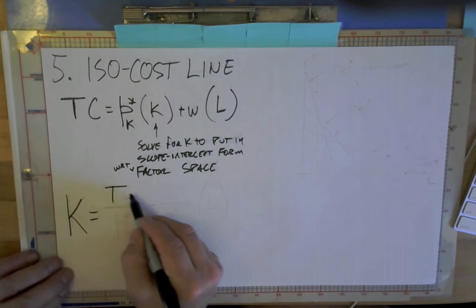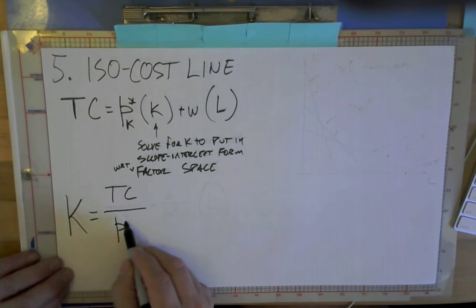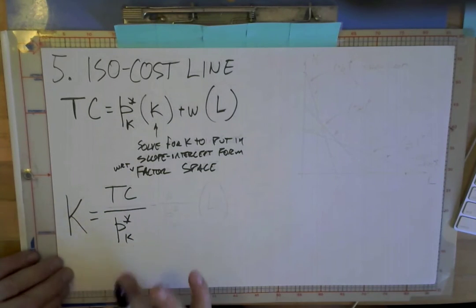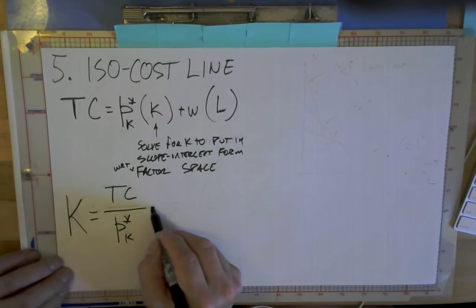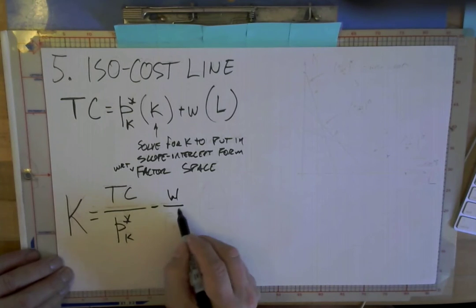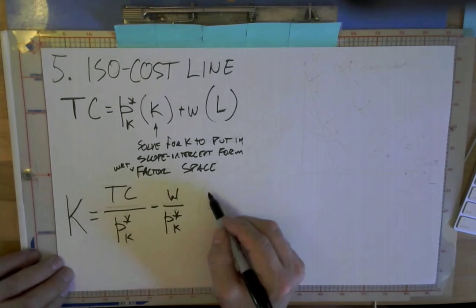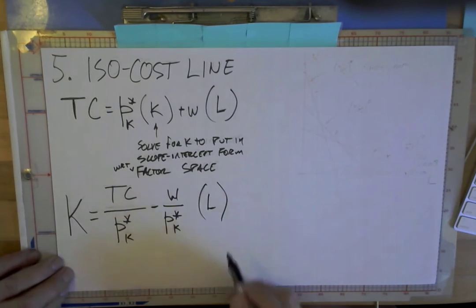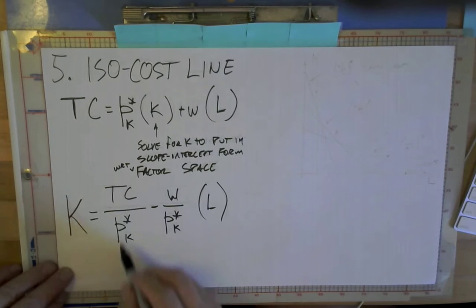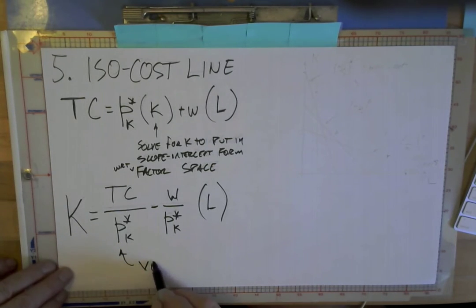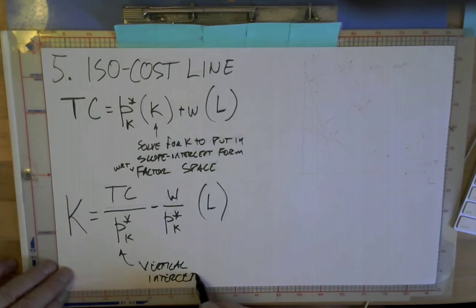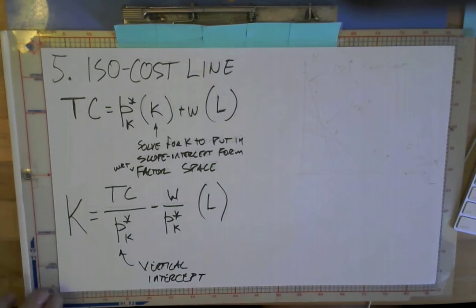total costs over the price of capital star, which of course includes the normal rate of return, minus the wage rate divided by the price of capital star, which includes the rate of return, multiplied by the quantity of labor. Where this TC over PK is the vertical intercept. The vertical intercept is the total cost divided by the price of capital.